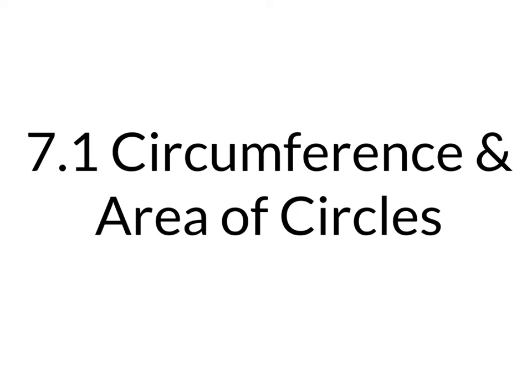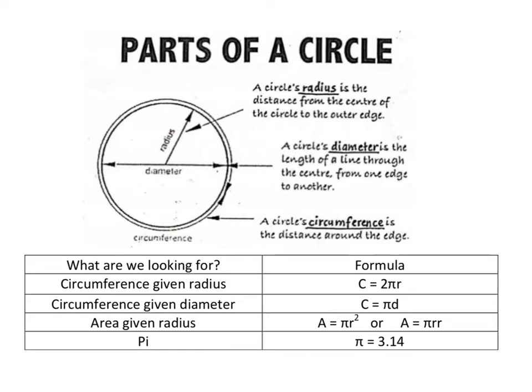Today we are going to talk about circumference and the area of circles. Here's a quick look at a circle. You can see there's a couple different parts we're going to need to know. We have radius. Radius is half the distance from the middle all the way to the outside. So the distance from the center of the circle to the outer edge.